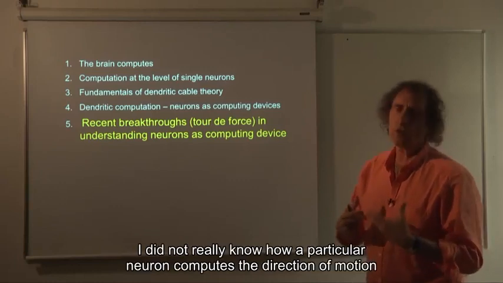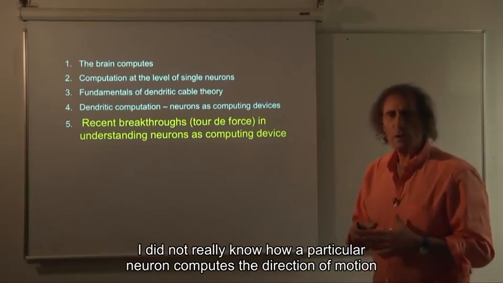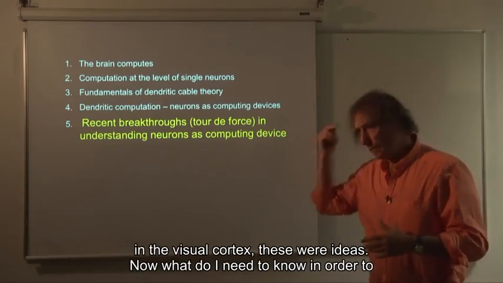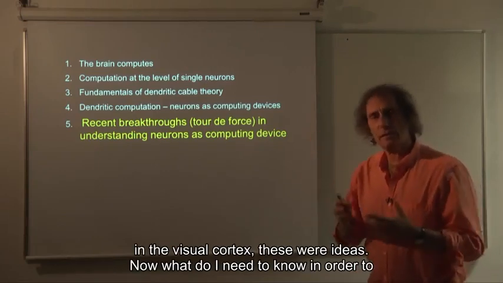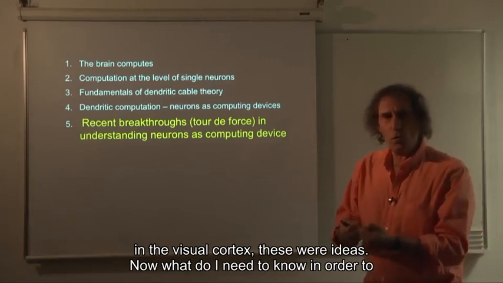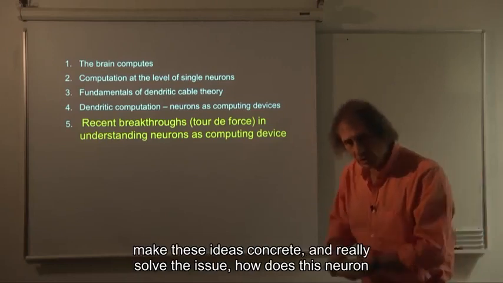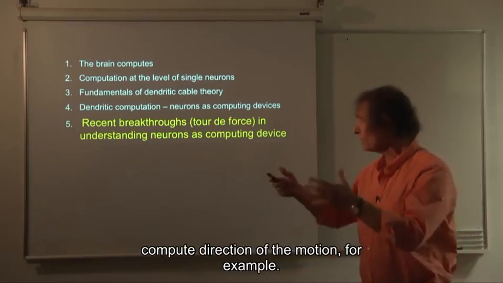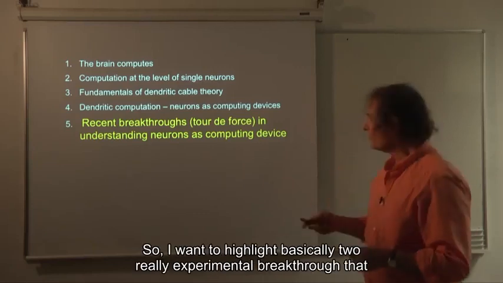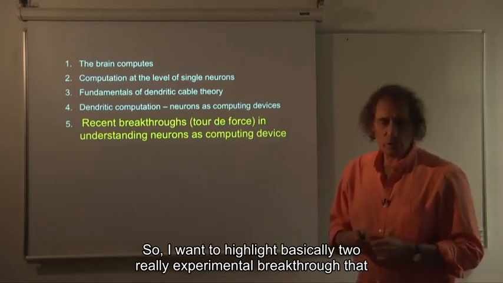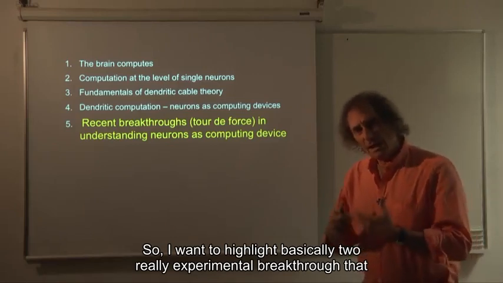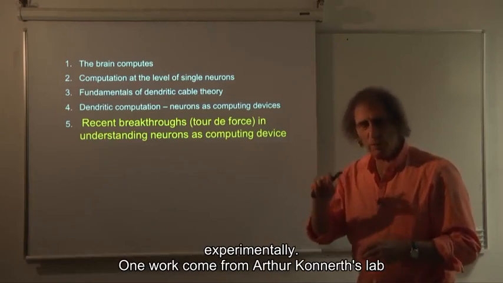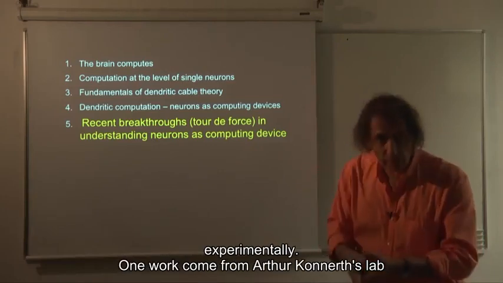I did not really know how a particular neuron computes the direction of motion in the visual cortex. These were ideas. Now, what do I need to know in order to make these ideas concrete and really solve the issue? How does this neuron compute direction of motion, for example? So I want to highlight basically two experimental breakthroughs that bring us close to being able to answer these kinds of questions experimentally.